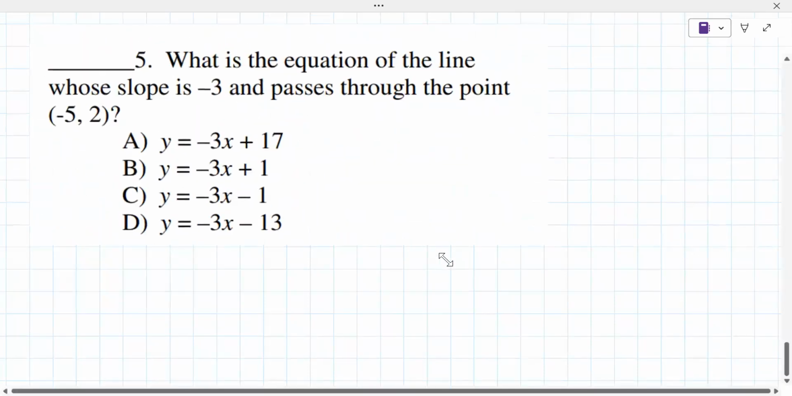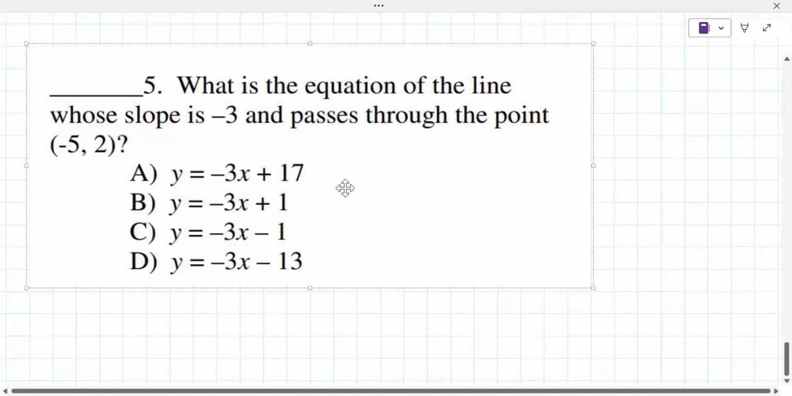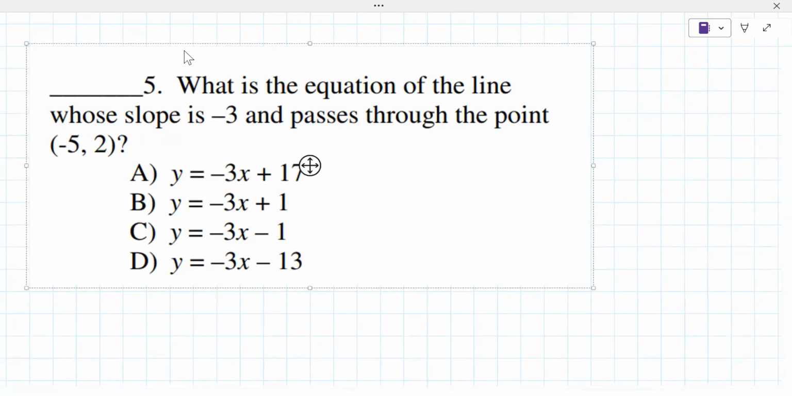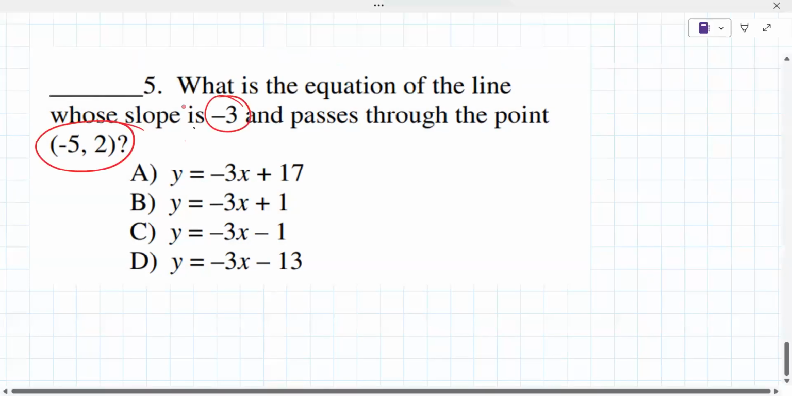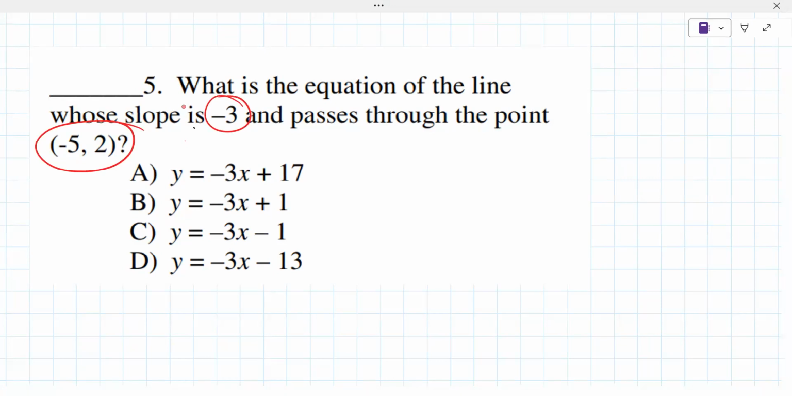Here's a new problem that's the same as what we've been doing. It's just in a little bit wordier format. It says, what is the equation of the line whose slope is -3 and passes through the point -5, comma 2? So not only do you have to write the equation, you have to match it up to the one that's here. Okay, so it's just like the ones we've been doing. You got the slope, and you've got the point there. So go ahead and give this a try, please.